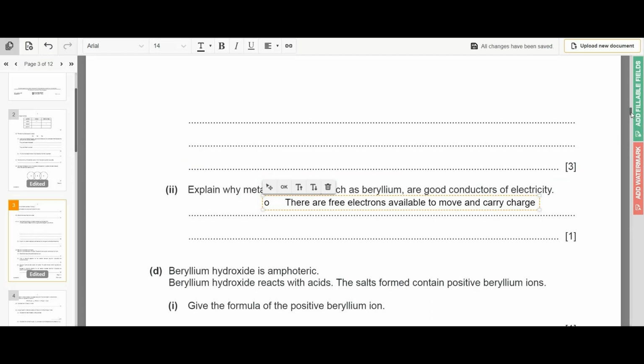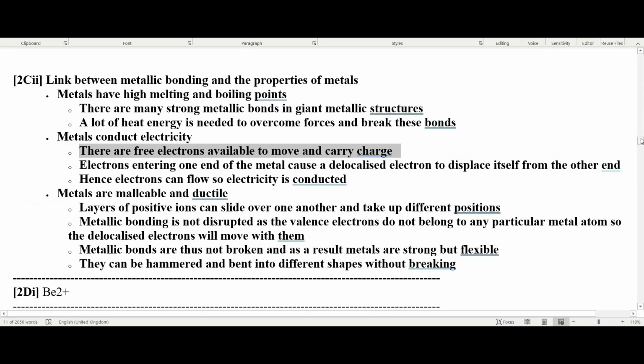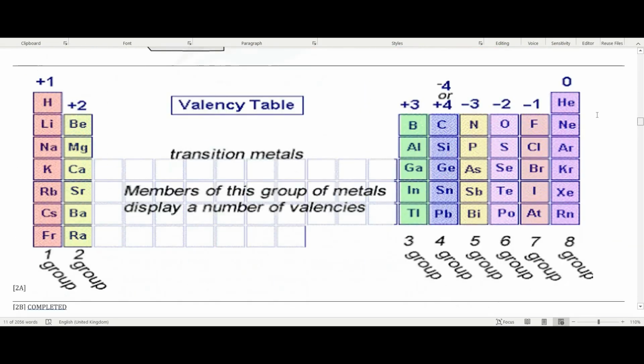Beryllium hydroxide is amphoteric. Beryllium hydroxide reacts with acids. The salts formed contain positive beryllium ions. This part of the question is asking us to give the formula of the positive beryllium ion. What would be the formula of the positive beryllium ion? So if you see the valency chart again, let me just show you the valency chart again. Here you can see beryllium is in group 2. It has a valency of +2.